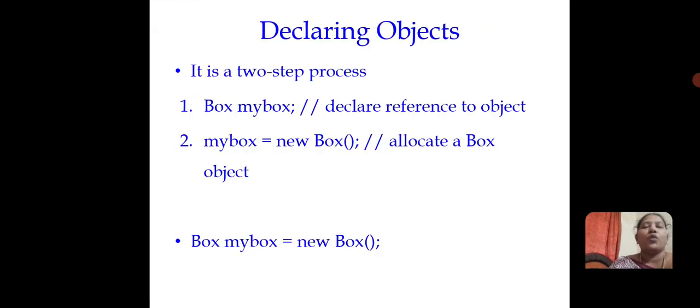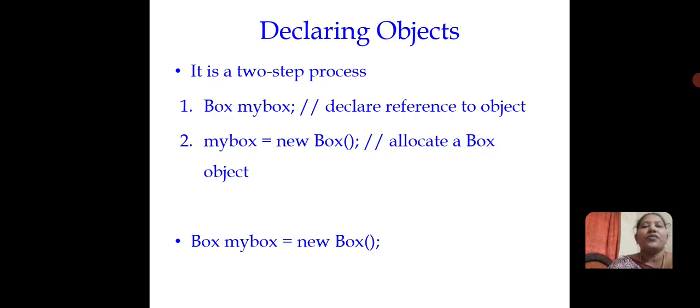Now, declaring objects. As we have already seen how to declare objects, it is usually a two-step process. The first is declaring that this is an object of the class Box, like Box mybox. That means mybox is an object of the class type Box. So you are declaring a reference to the object. In the second line, you are allocating a Box object, so mybox should point to the class Box, like mybox = new Box(). Only in the second line will mybox be pointing to the class Box.